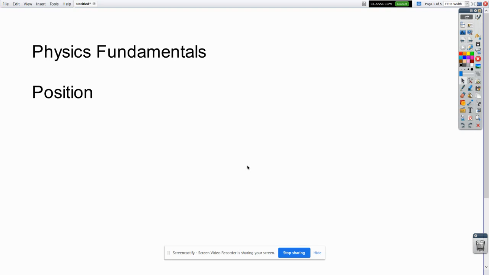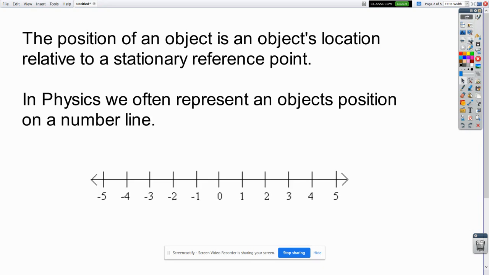All right, in this video, we're going to take a look at what position is and how position is commonly referenced in a physics classroom. The position of an object is an object's location relative to a stationary reference point.